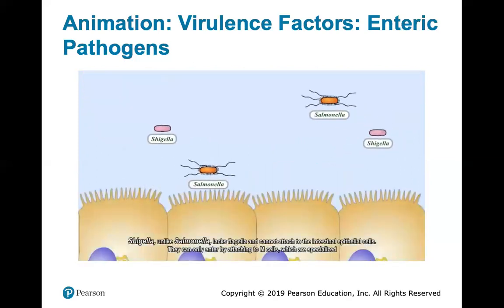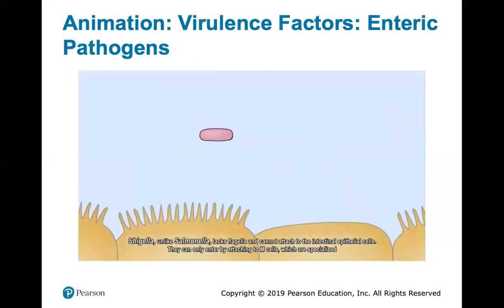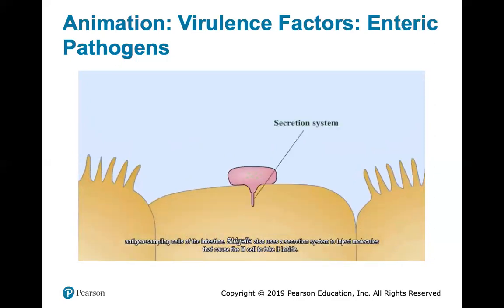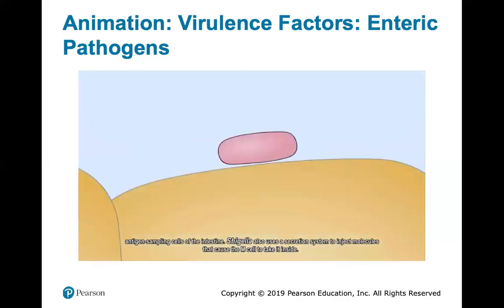Shigella, unlike Salmonella, lacks flagella and cannot attach to the intestinal epithelial cells. They can only enter by attaching to M cells, which are specialized antigen sampling cells of the intestine. Shigella also uses a secretion system to inject molecules that cause the M cell to take it inside.